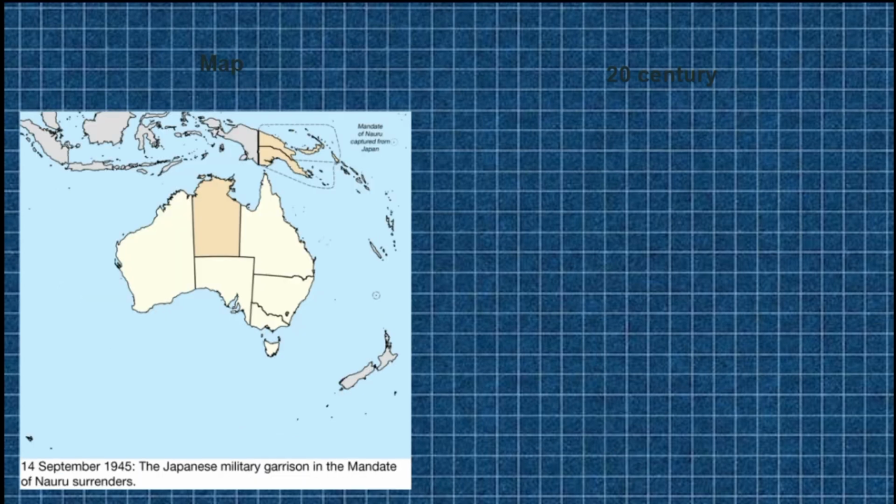Anyway, World War II happens. The Japanese capture Nauru, and then they surrender. The Trust Territory of Nauru becomes independent as the Republic of Nauru. Papua New Guinea becomes independent as the independent state of Papua New Guinea. Not a state. Like, there's two different things between states, so I can make an entire video.